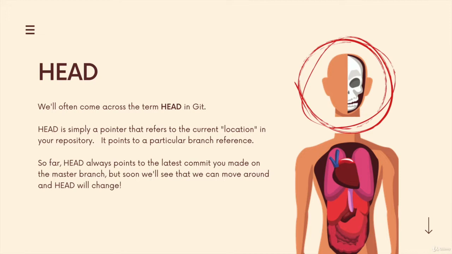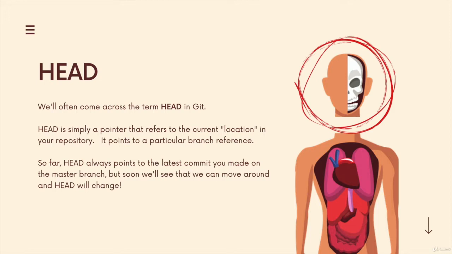Well, it's just a term in Git. Specifically, it is a pointer that refers to our current location in the repository. And it points to a particular branch reference. So there's some terminology in there, branch reference, we have not discussed. So I'm going to break it down here.